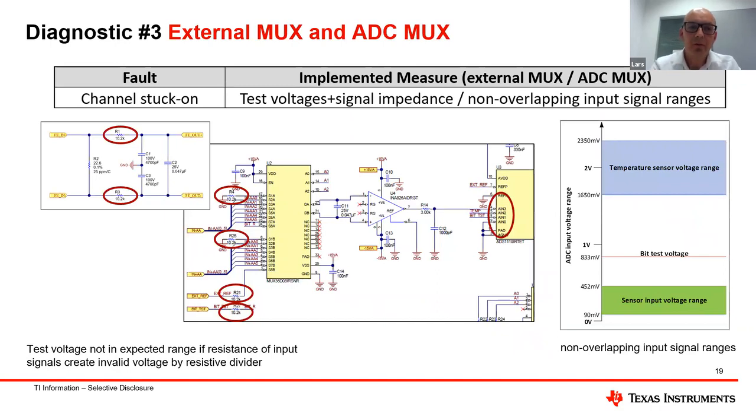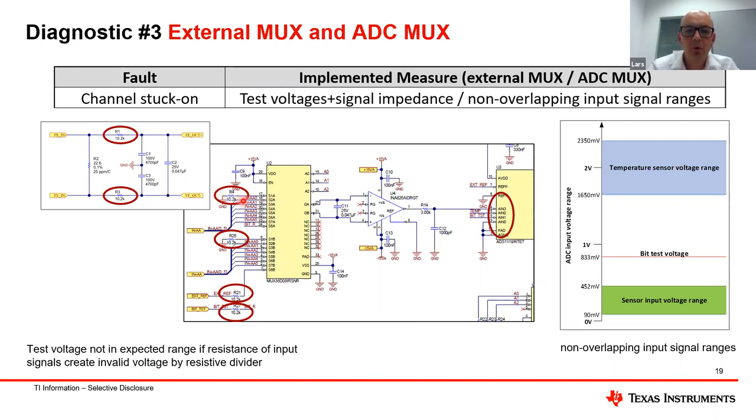The next one, diagnostic 3, is the external MUX and the ADC MUX. Here we want to test the channel stuck on, which means we want to see if any of the channels is stuck. So what could happen is that one MOSFET, for example, one switch doesn't open again, right? For example, let's assume AIN0, so the first sensor channel, is always stuck on. How can you actually figure that out?